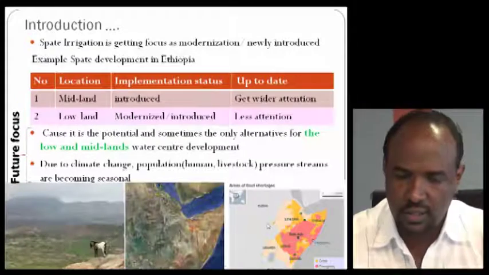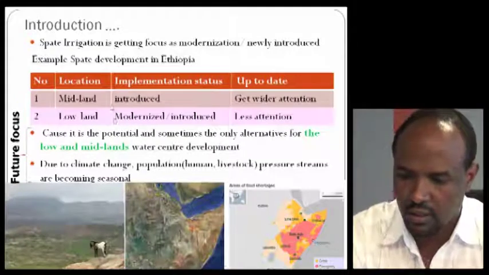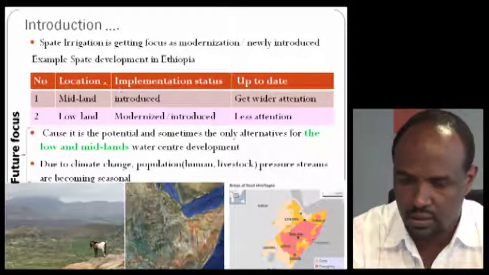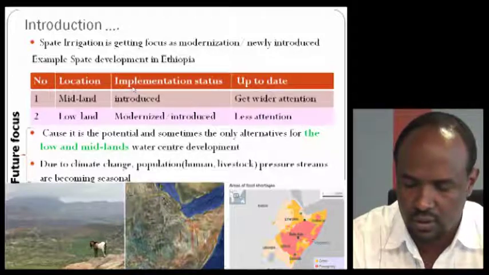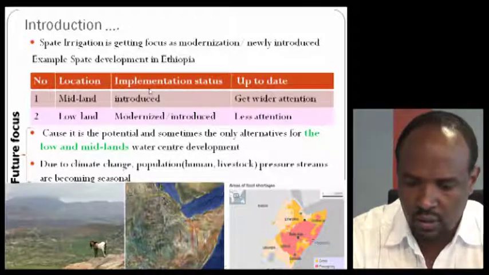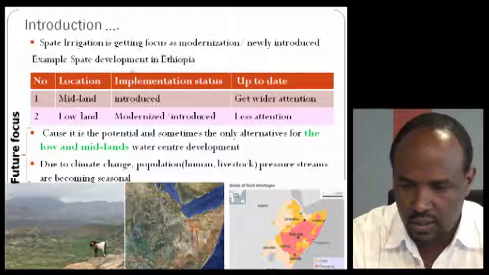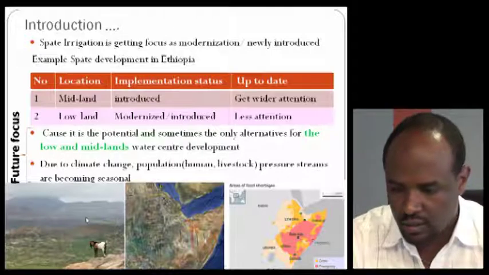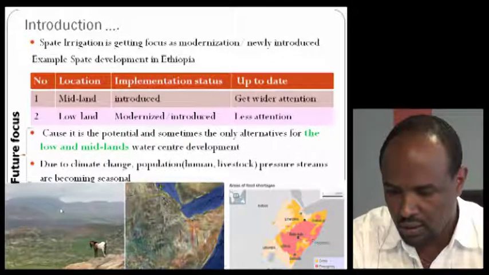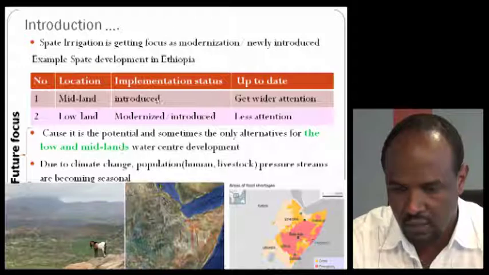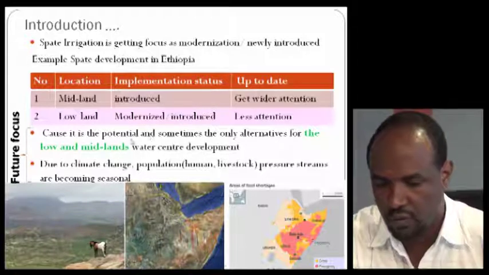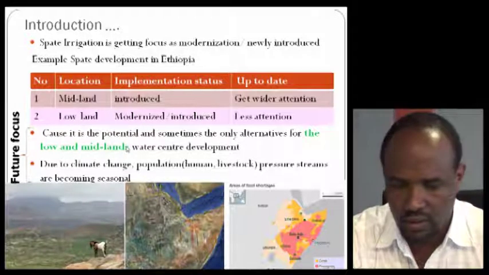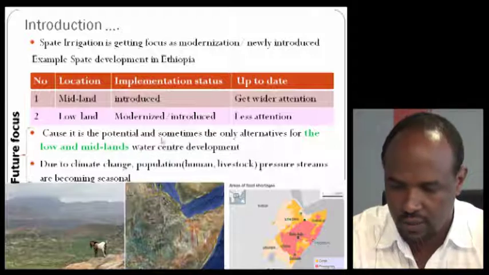And spate is a focus, and it is also being introduced and getting wider attention in the world as well as in Ethiopia. For example, in Ethiopia it is being introduced widely in the midlands, but it is also getting focus in the lowlands where water is seen to be scarce.